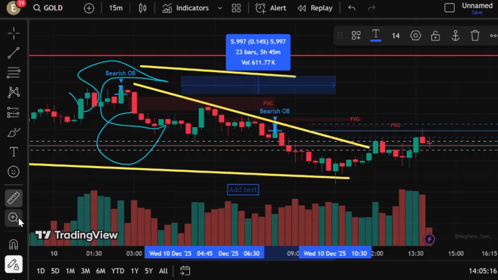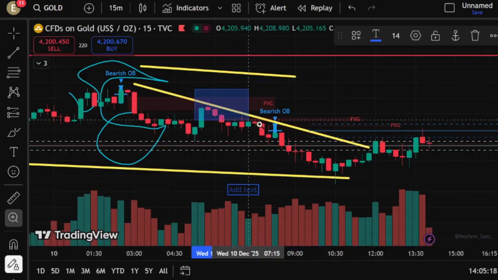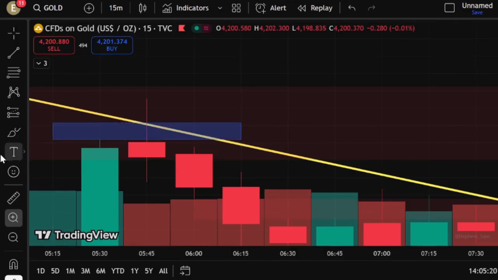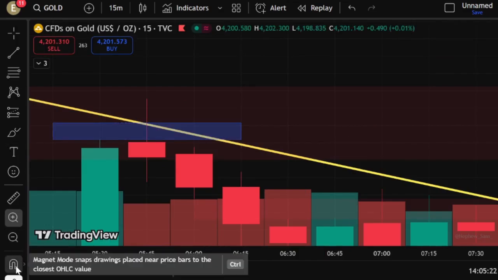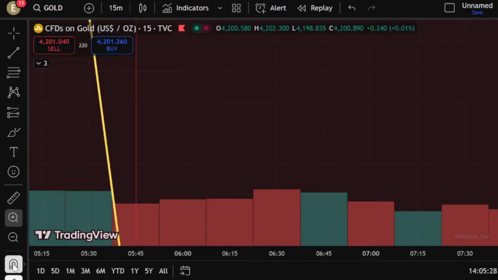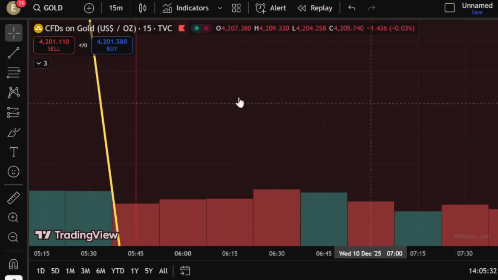Then if you want to zoom in or out, you can see we have it here. So this is zoom out. So believing you've understood what I'm showing you, what I'm actually showing here are the tools, and this is how to use TradingView.